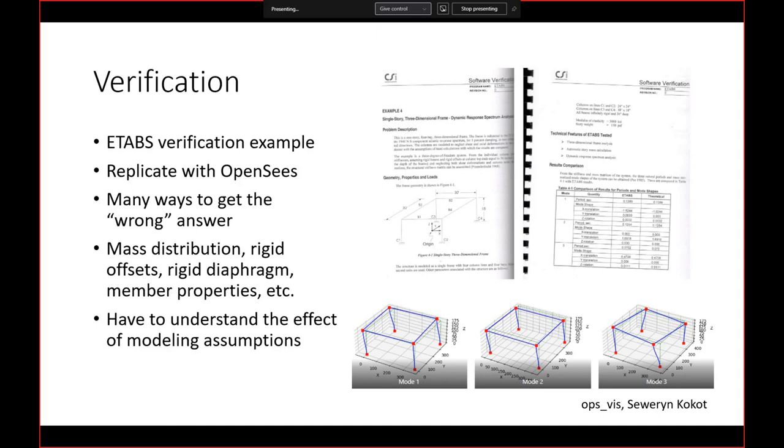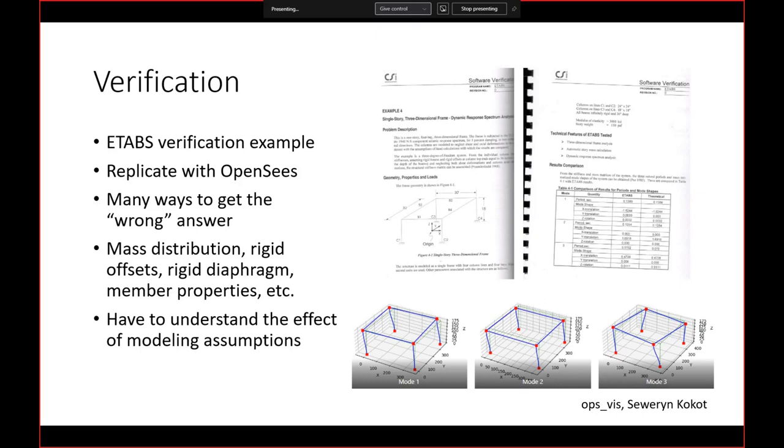And I ran into this recently with a colleague doing ETABS verification. Can we reproduce with OpenSees what's published in the ETABS manual, for one very simple example, a single story, three-dimensional frame? We found that there are many ways to get the wrong answer. And by wrong, I mean not the results shown here in the manual. Things like the mass distribution, rigid offsets with the columns, rigid diaphragms, member properties, they all make a big difference. You can run off the rails in many different ways, so you have to understand the effect of these modeling assumptions.